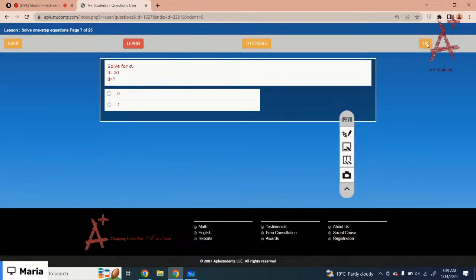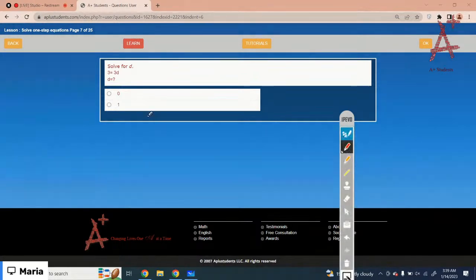3 is multiplying d, so opposite to multiplication is division. Divide both sides by 3. 3 divided by 3 is 1 and 3d divided by 3 is d. So you have d equals 1. So the correct option is 1. Just select the correct option, then click on the OK button.